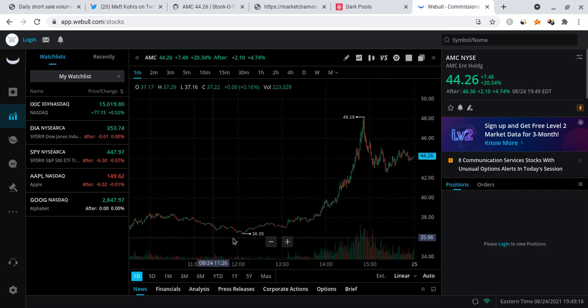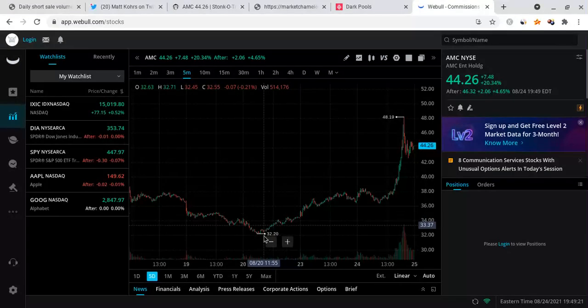We'll check this out. What happened on 820 in the one-day chart? Let me pull up the five-day chart. Look, on 820, AMC went as low as 32. It tested that level of support because the hedge funds attacked it. So I want you to know that the hedge funds are still going to try to attack it, so I want you to be prepared.